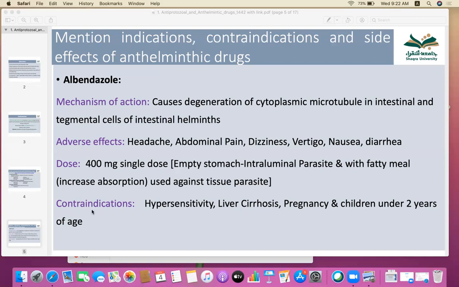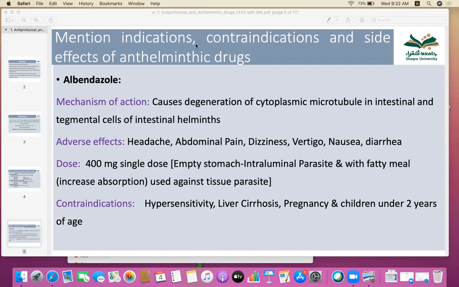Contraindications: hypersensitivity. And please take note, if you are asked a question about contraindications, you can write hypersensitivity. Yes, hypersensitivity is the universal contraindication for most drugs, I would say more than 90% of drugs. So contraindications: hypersensitivity, liver cirrhosis, pregnancy, and children under 2 years of age; albendazole is not recommended.